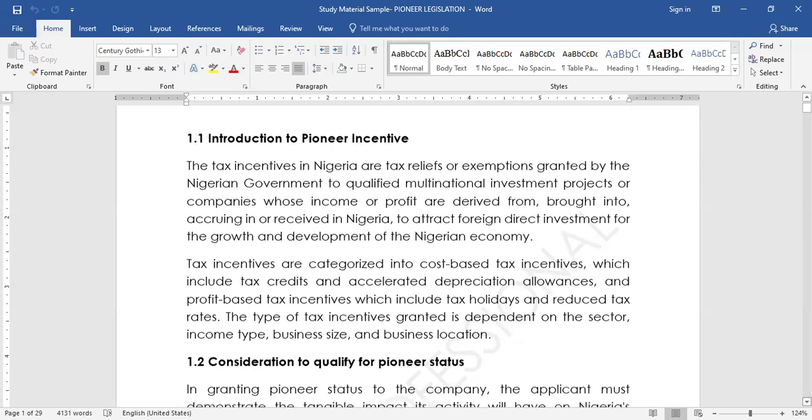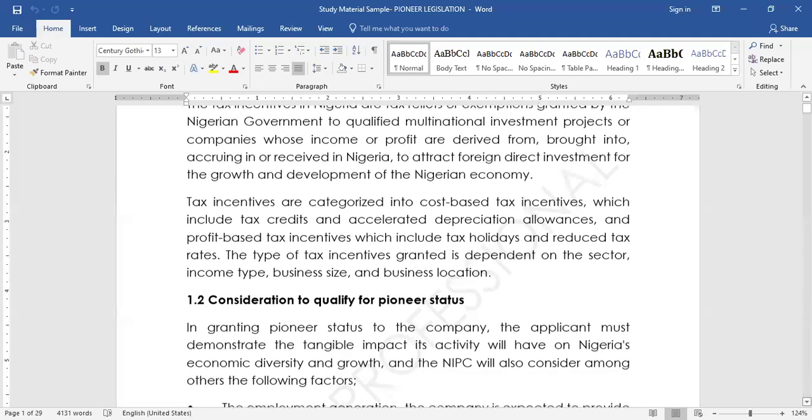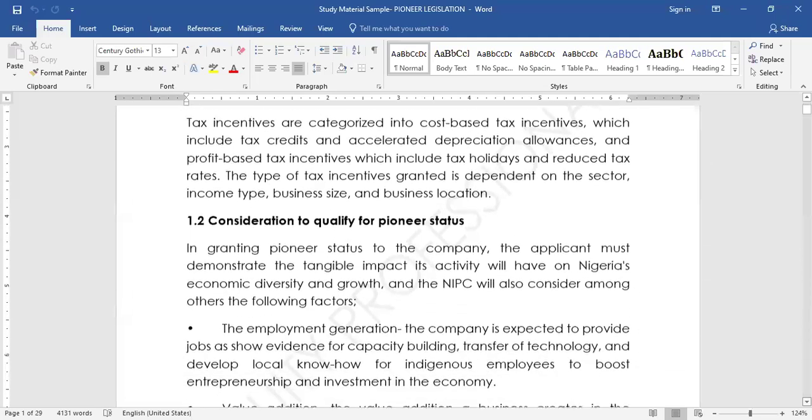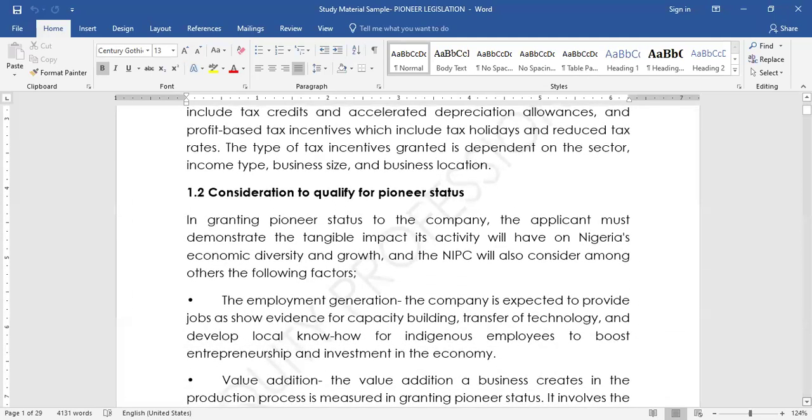Now, what are the considerations to qualify for pioneer status? For a company to be given pioneer status, what are the factors that we need to consider?